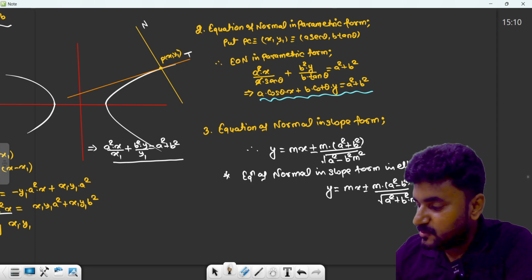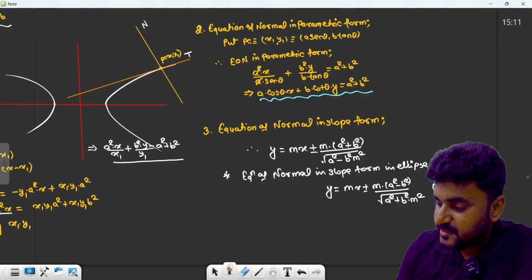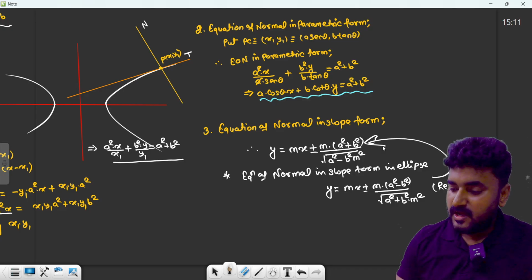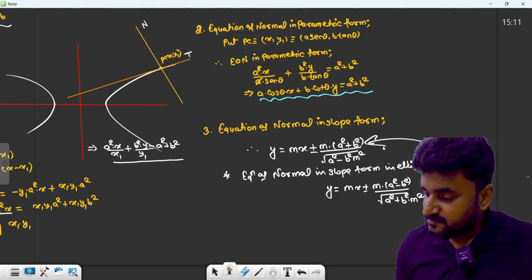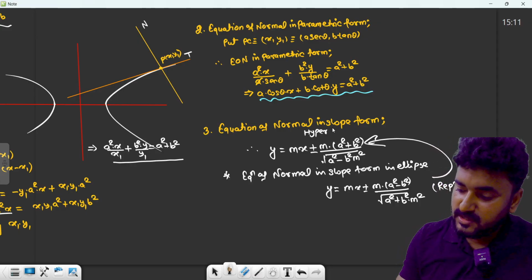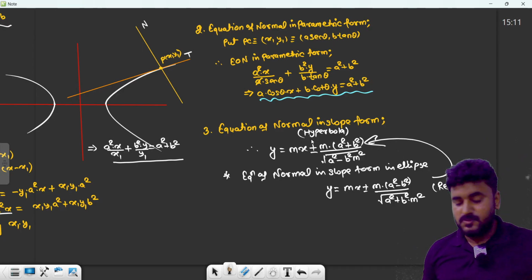So what I will do is replace b² with minus b², and you will get the equation of the normal of the hyperbola. Okay, this is for the hyperbola. Next one. So this is my equation of normal, and you can see it in three different forms.